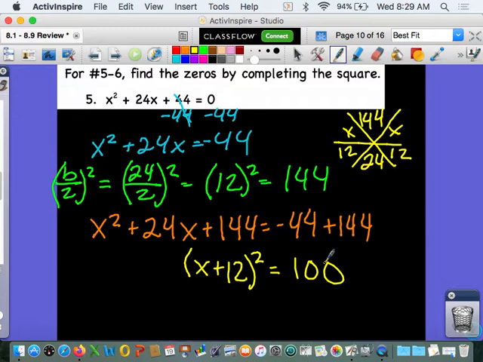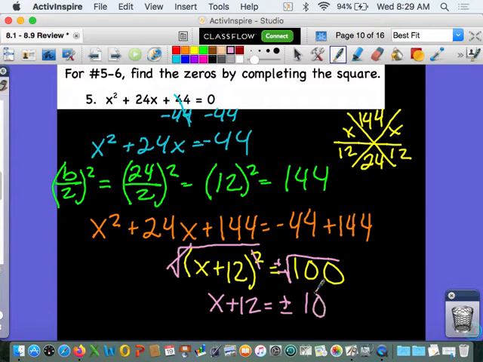From here, I need to get rid of my squares, so I'm going to take the square root of both sides. What goes in front of my square root right here? Plus or minus. My square root and my squared cancel. x plus 12 equals plus or minus. The square root of 100 is 10. Now what do I do?